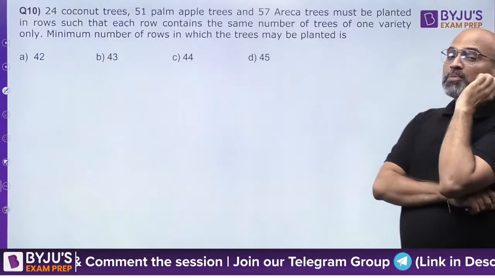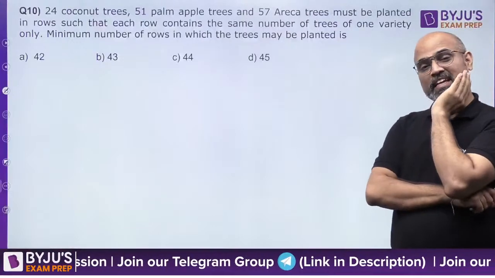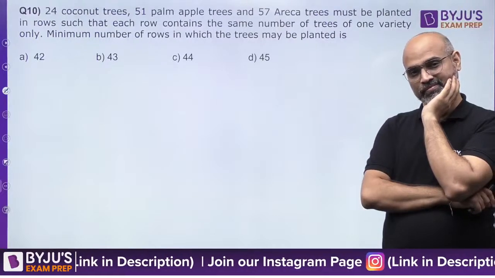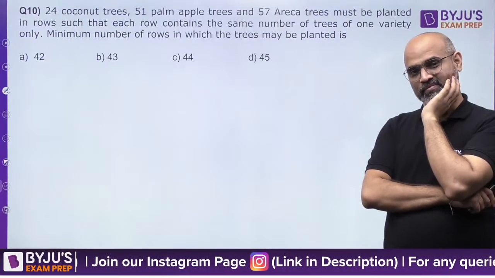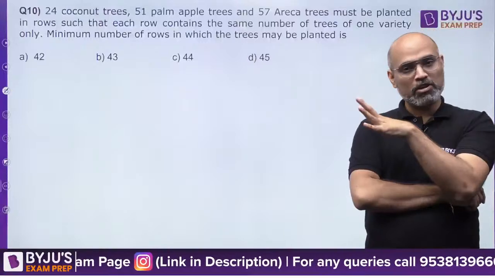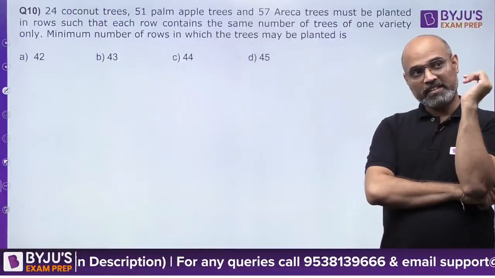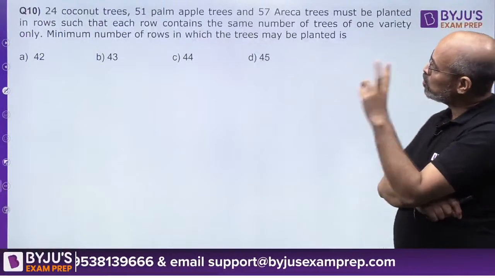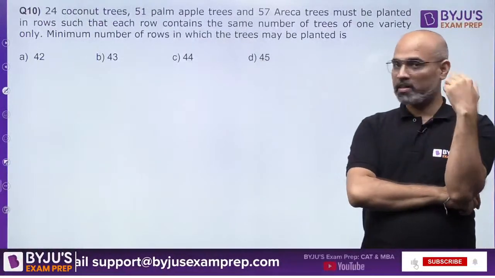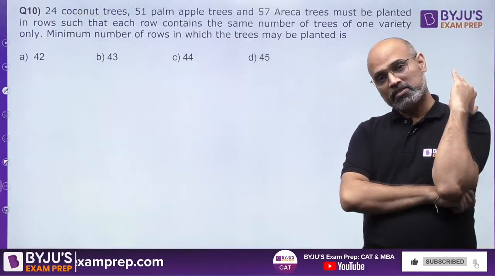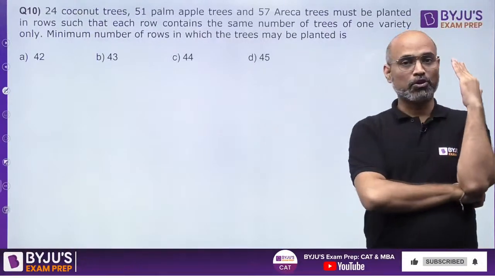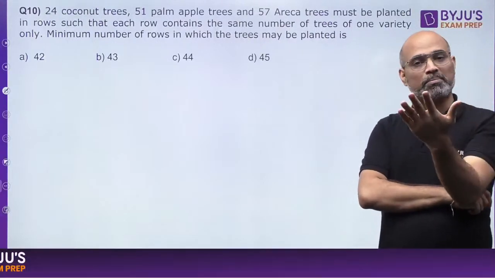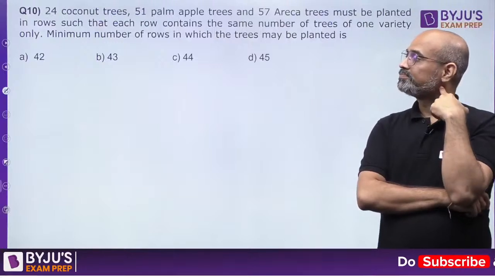So what is the minimum number of rows in which these trees can be planted? Every row should have an equal number of trees, and the trees in every row should be of the same type. You can't have a mixture of coconut and areca in one row, no. If it is going to be areca trees, it has to be continuous areca. If it is going to be palm apple, all of them are supposed to be palm apple.